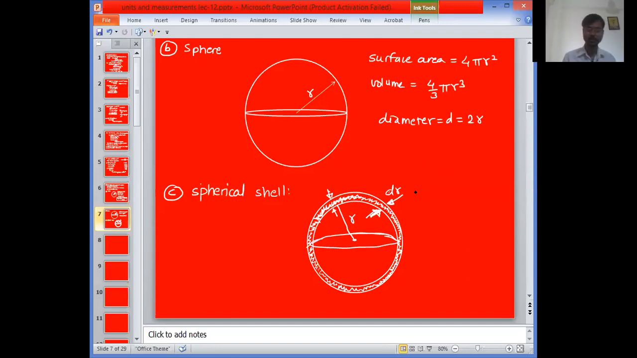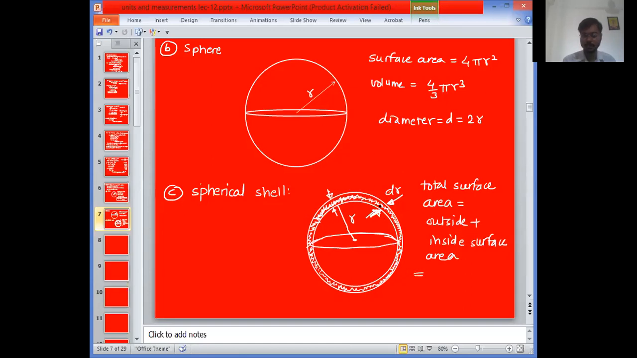Let us again try to write the surface area. But sir, the spherical shell will have two surfaces. One is the outside surface and another is the inside surface. So let us write total surface area is equal to outside plus inside. The shell has an outer surface as well as an inner surface. Yes sir. Outside plus inside surface area. Just keep on writing.